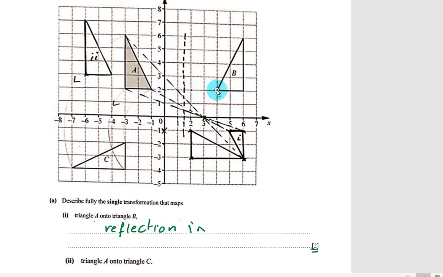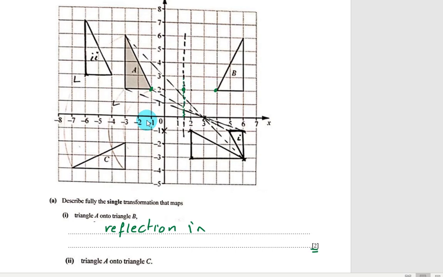How many squares between B and A? How many squares from this point? You see this point and this point, how many squares? 1, 2, 3, 4, 5. So after you count, find the midpoint. So it will be the midpoint, 1, 2, and 1/2. And then start to draw this line.